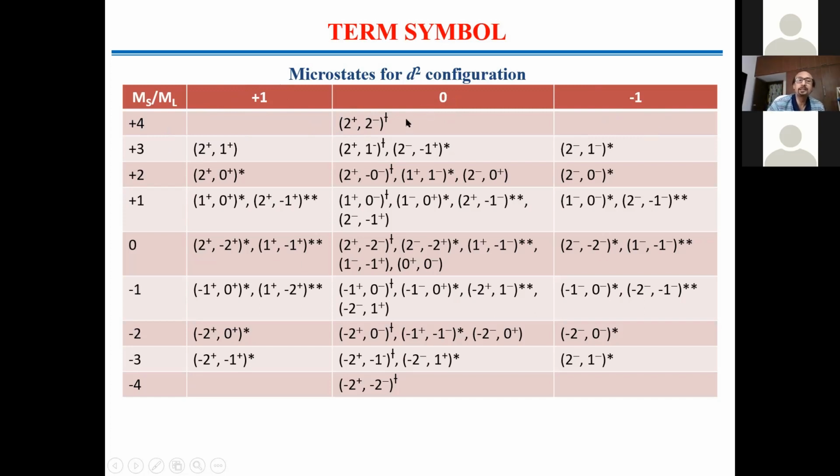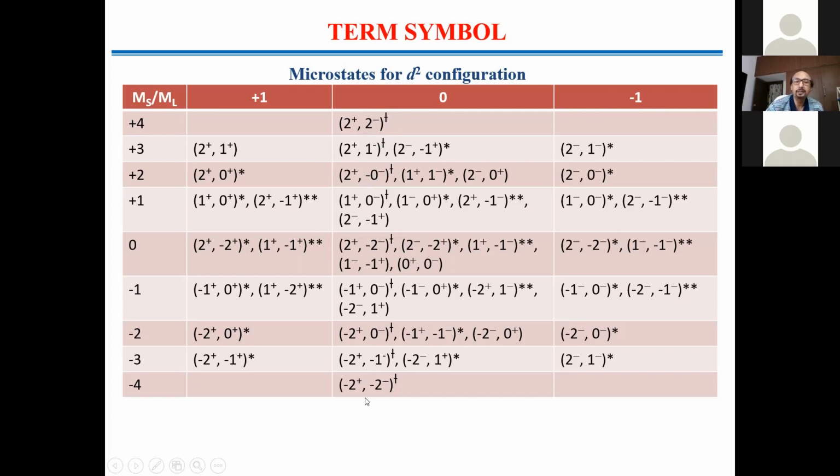If it is 1G, then how many microstates would there be? 1 into 2 into 4 plus 1, that is 9 terms. So 2 ML plus 1 and 2 MS plus 1. So 9 terms you have to take out. These are the 9 terms, this is the dagger. 9 terms I have taken out.